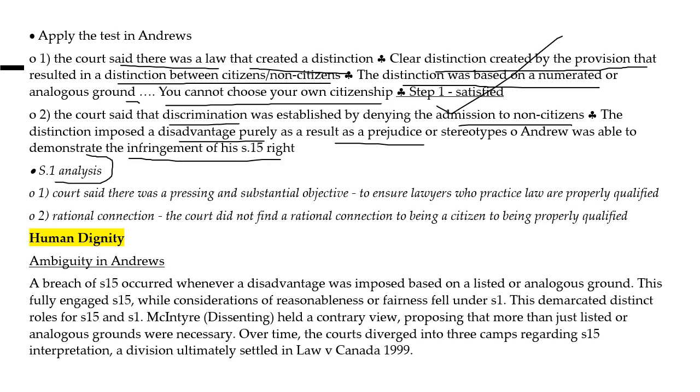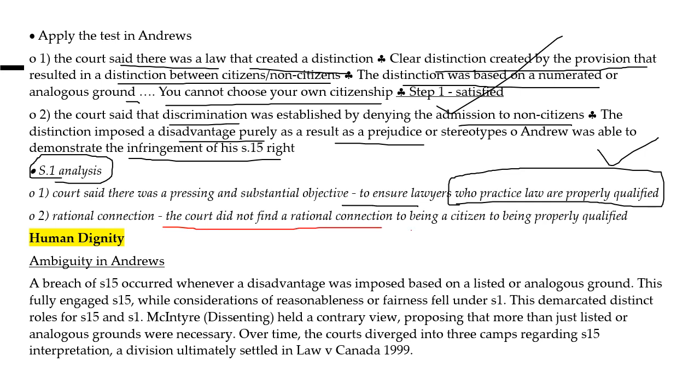So in the Section 1 analysis, the court said that there was a pressing and substantial objective to ensure lawyers who practice law are properly qualified. There is no question of qualification with regard to Andrews. He fulfills all the educational requirements. On rational connection, the court did not find a rational connection between being a citizen and being properly qualified. The court said that in order to be qualified as a lawyer, being a citizen has no rational connection. It doesn't make sense at any step. That is why the Section 1 analysis didn't stand here. So this was the detailed case.